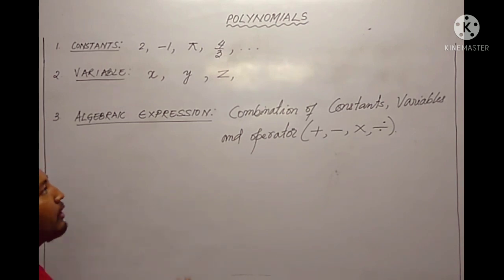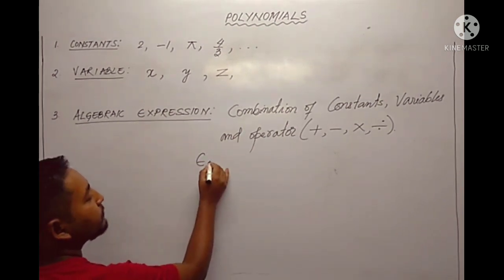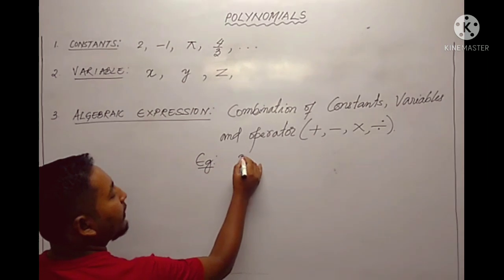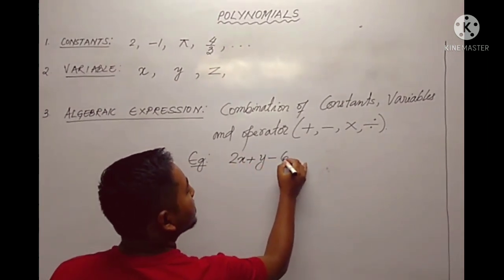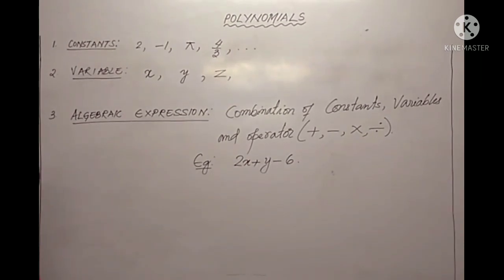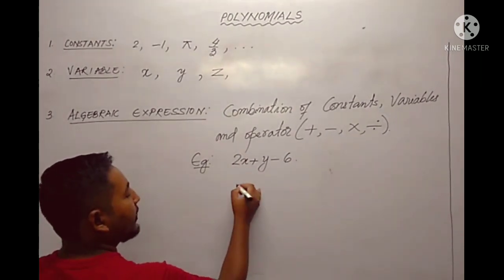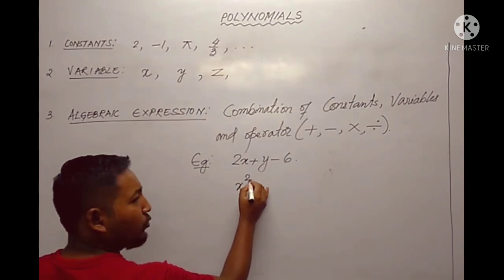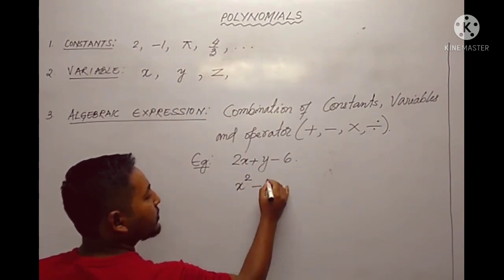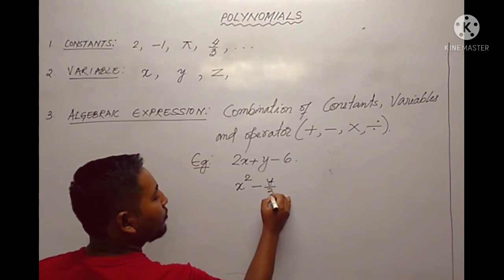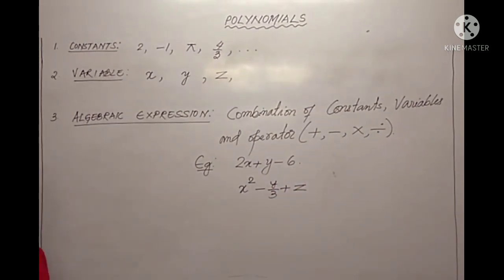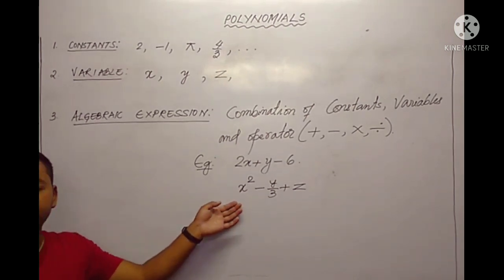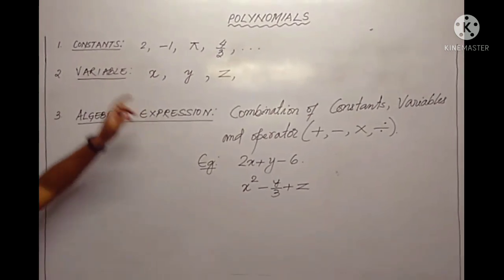Now let me give an example of an algebraic expression. If I write 2x plus y minus 6, this is an algebraic expression. One more example: x square minus y by 3 plus z, this is also another example of an algebraic expression. Now students, let us again revise.